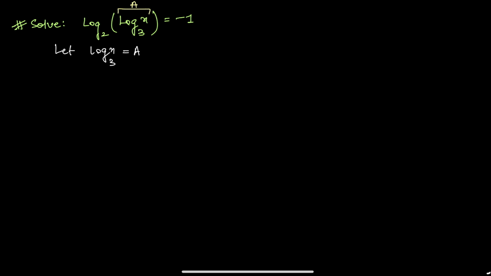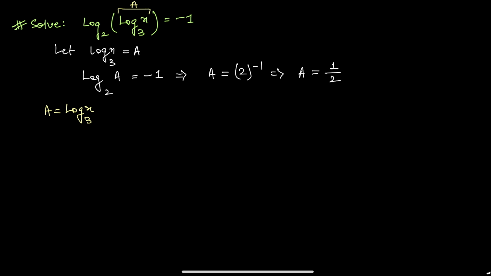So now since this expression is taken as a, this complete expression reduces to log a with base 2. On the right hand side it is minus 1. Using your concepts of log, you can write it as a equals to 2 raised to the power minus 1. So this becomes a is equals to 1 by 2. So now we can write a, that is log x base 3 equals to 1 by 2.